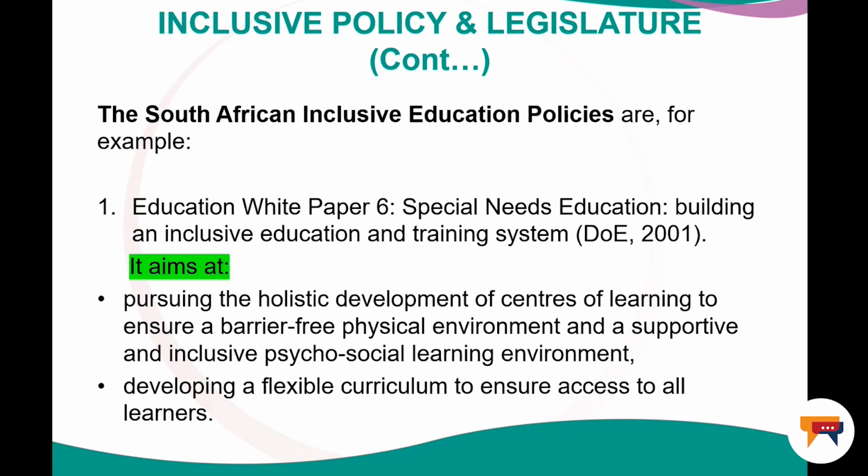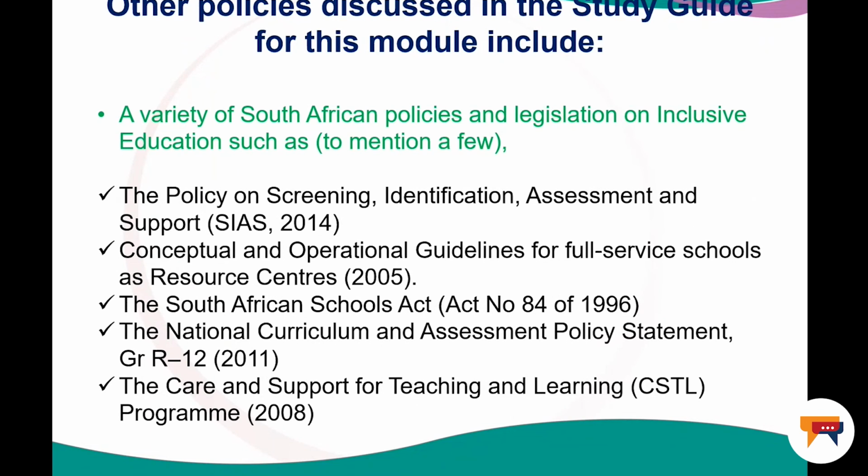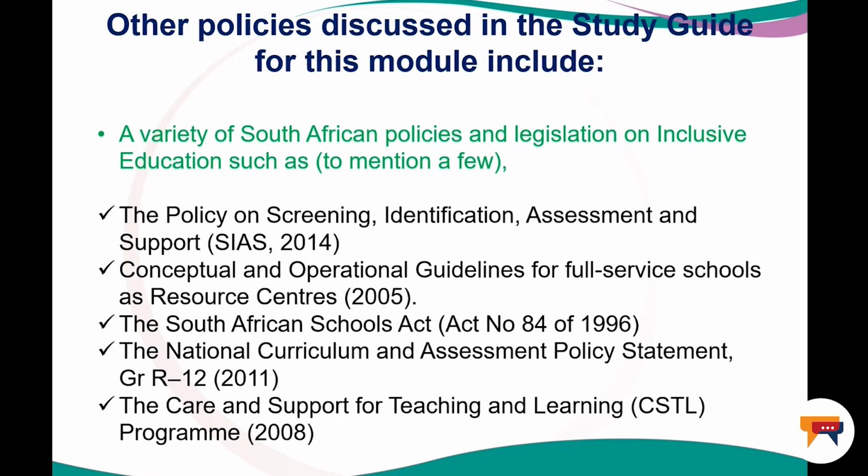Number one, pursuing the holistic development of centers of learning to ensure a barrier-free physical environment and a supportive and inclusive psychosocial learning environment. Number two, developing a flexible curriculum to ensure access to all learners. I believe if you go through the Education White Paper 6, you will learn more about the aims of that policy document.